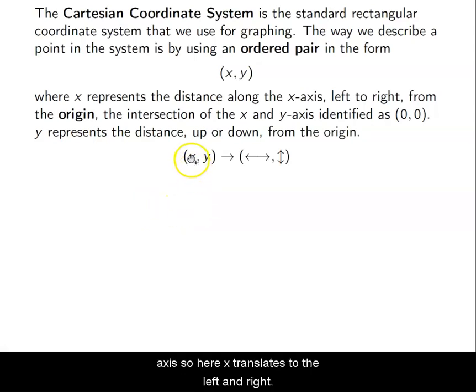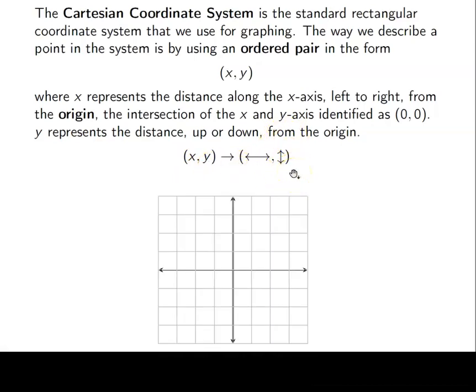So here, x translates to left and right. y is the same as up and down. So x is my left and right from 0, and then the y is the up and down from my 0. So if this is my coordinate system grid, this is 0, 0.